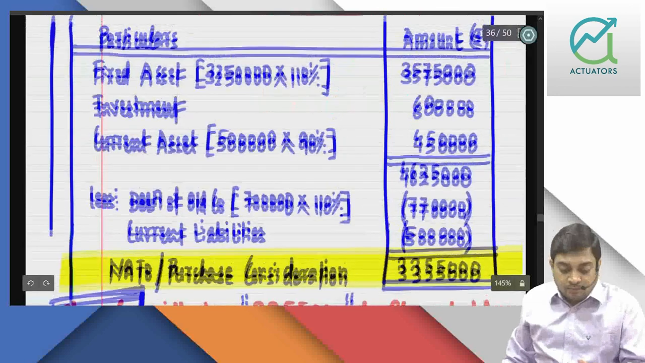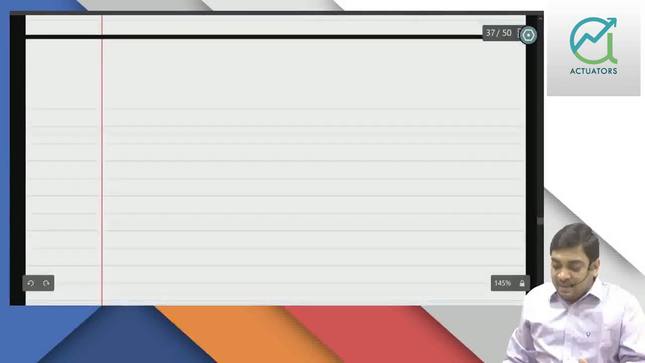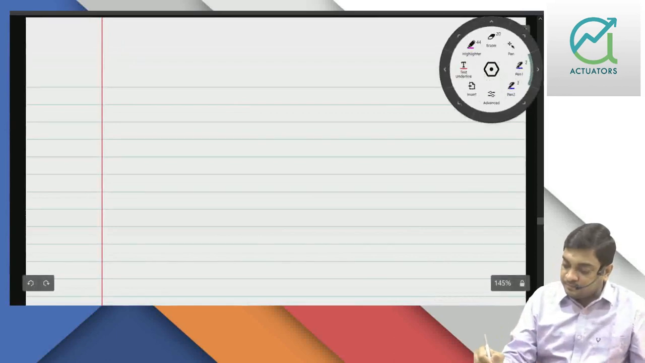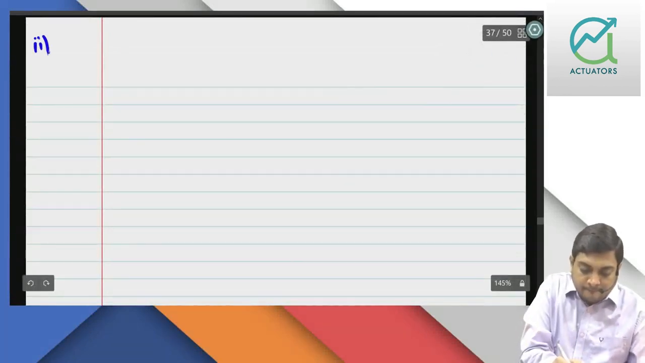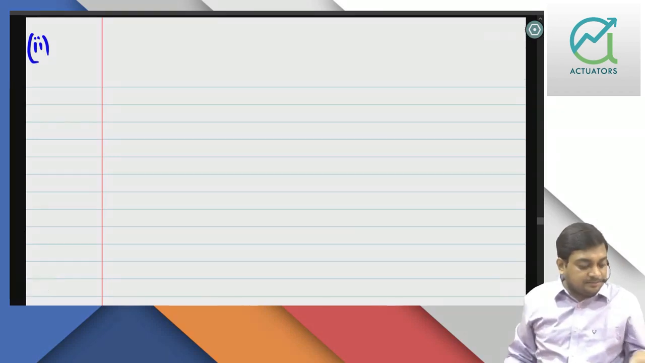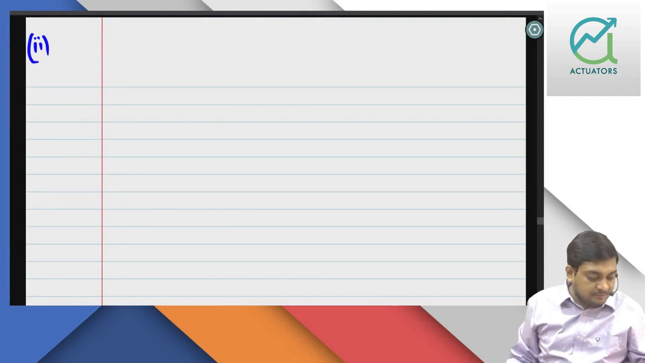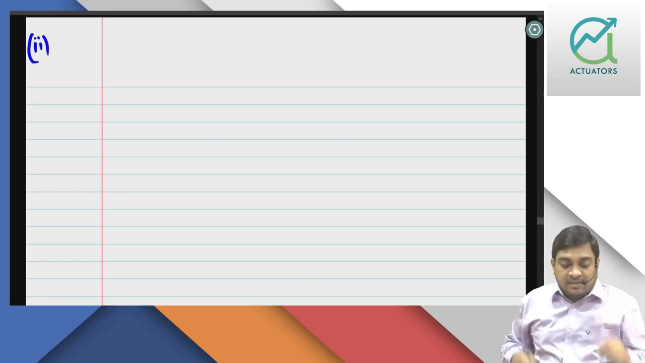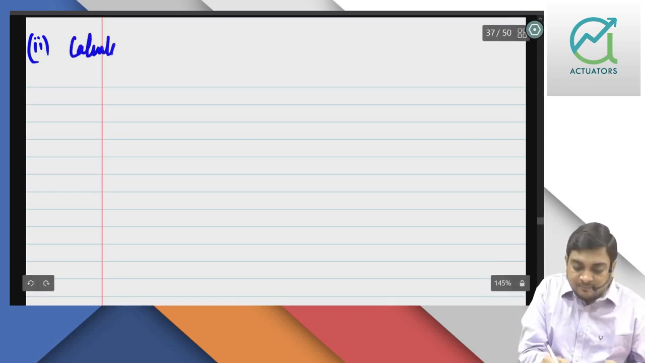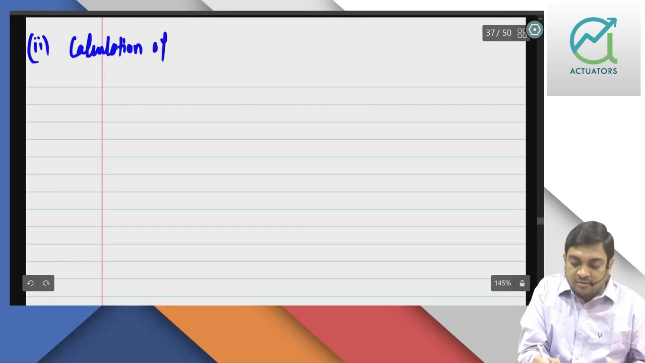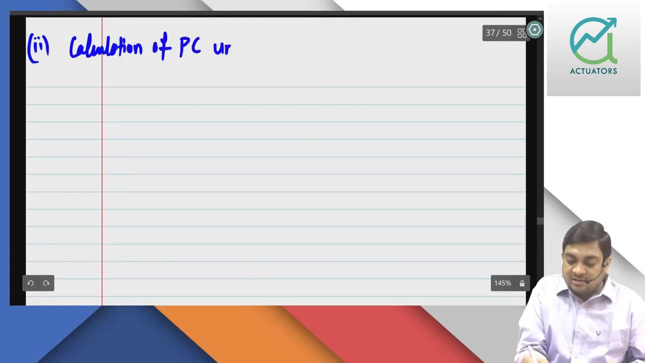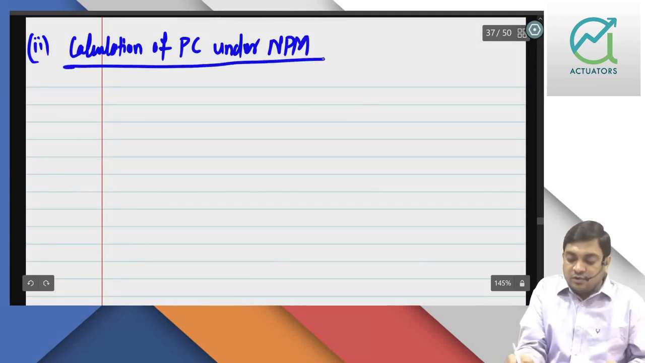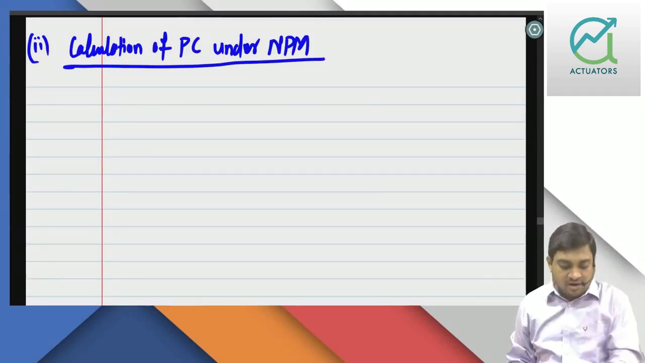Now, part two. Under part two, they have given us the payment details. Kindly read the second part. When consideration is calculated under the net payment method, the calculation of purchase consideration under net payment method. Usually they will ask you either the net asset method or the net payment method. Okay.